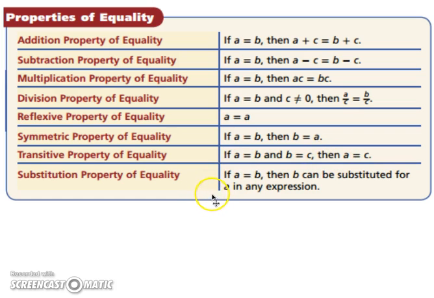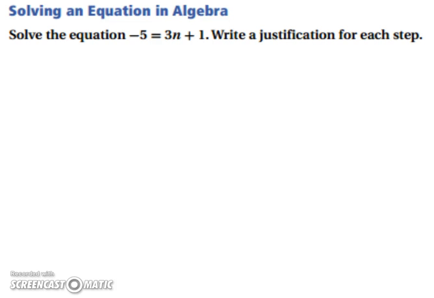The substitution property of equality. If A equals B, then B can be substituted for A in any expression. So, to do this, let's solve an equation and write a justification for each step. Alright, so we have negative 5 equals 3n plus 1.